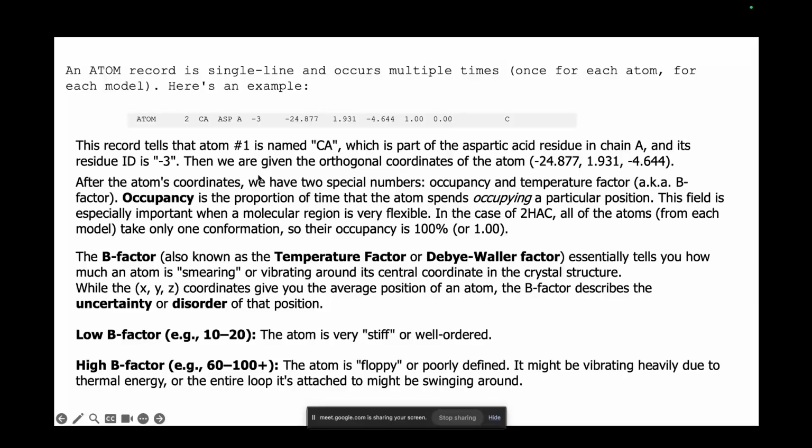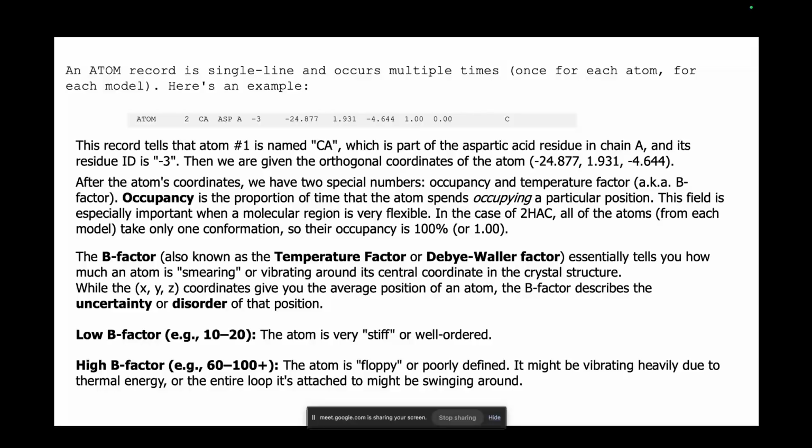Then we are given the orthogonal coordinates of the atom. These are the x, y, and z coordinates, telling you where the atom is in space. After the atom's coordinates, we have two special numbers: first the occupancy and second the temperature factor.